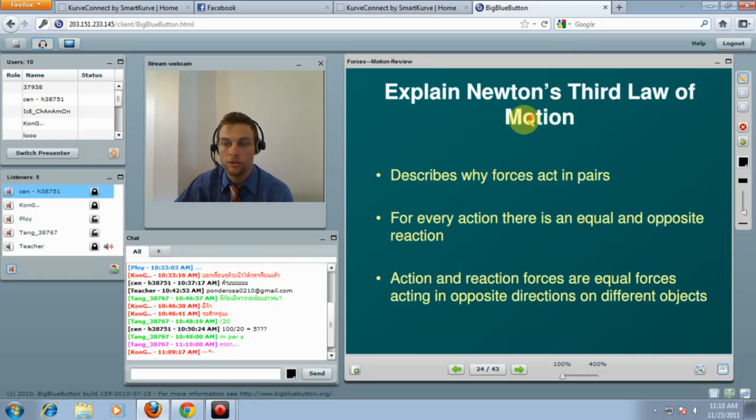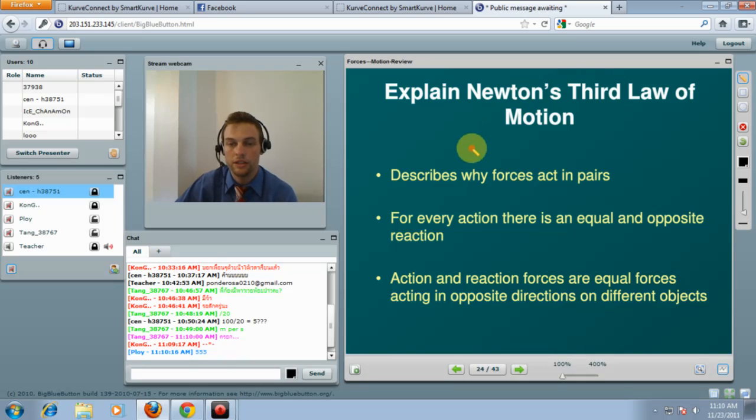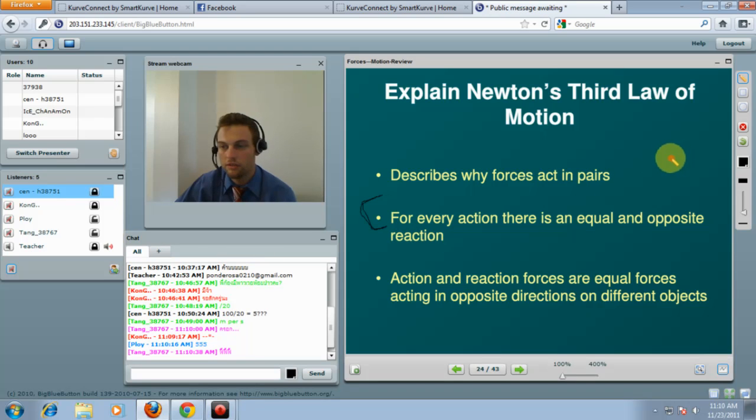So the third law of motion, all these laws are very connected, describes why forces act in pairs. For every action, there's an equal and opposite reaction. This is the main phrase. Action and reaction forces are equal forces acting in opposite directions on different objects. Okay, so let's go back to the really thrilling and exciting rock.